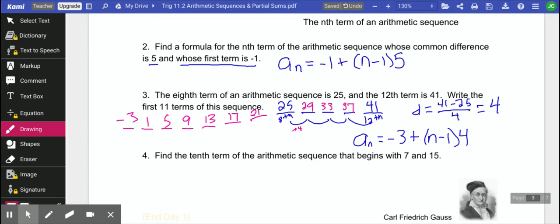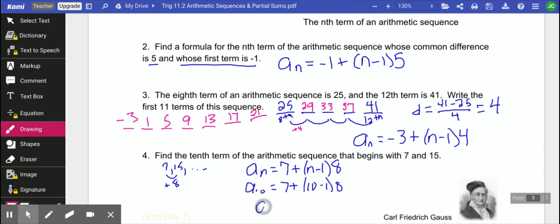Okay. All right, last one for this video. We want to find the 10th term of the sequence that begins with 7 and 15. That means that 7 and 15 are the first two terms, and then it keeps going. Okay. So let's write the formula for this. A_n, our first term is 7. And our common difference clearly is 8. And we want to know what the 10th term is. So we're just going to plug in 10. And that gives us 9 times 8, which is 72, plus 7, which is 79.